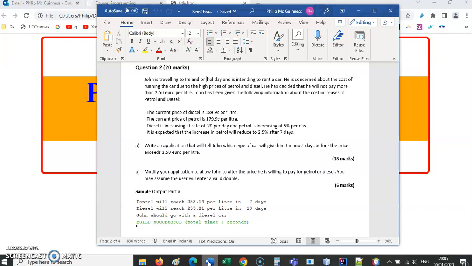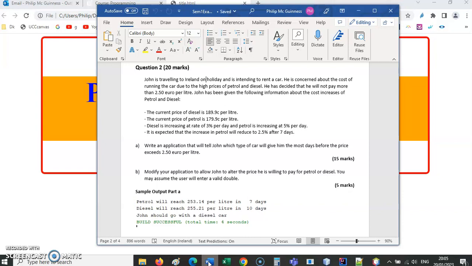And with petrol, we go from almost 180 cents, and that is 5% per day. So that's probably about 8 or 9 cents extra after the first day. And then after 7 days, petrol is going to increase, but at a slower rate, by 2.5%. So petrol is cheaper at the beginning, but for the first 7 days its price is increasing at a higher percentage rate than diesel. It's possible that after 7 days petrol would be more expensive than diesel, but then petrol will start to increase at a slower rate, and diesel may overtake it.